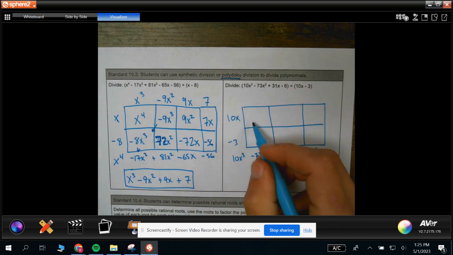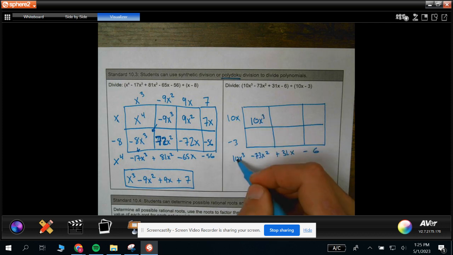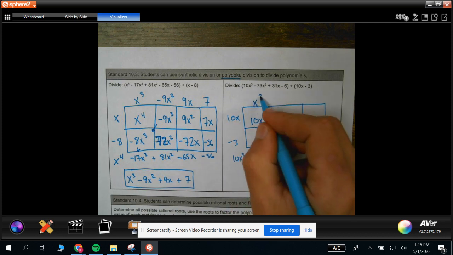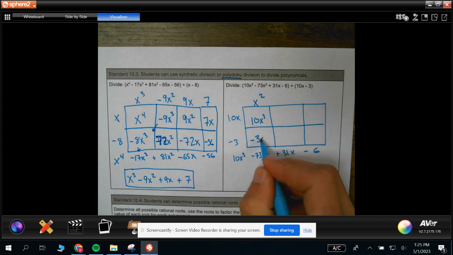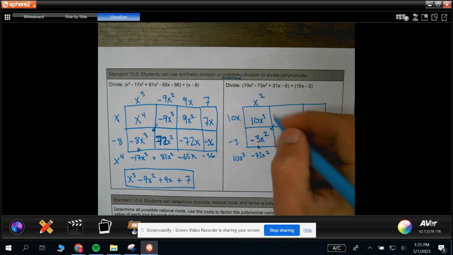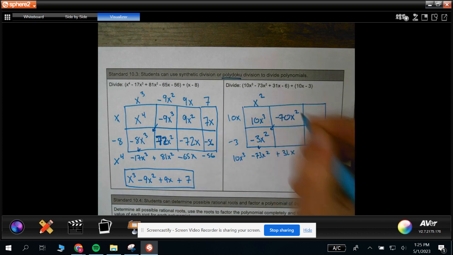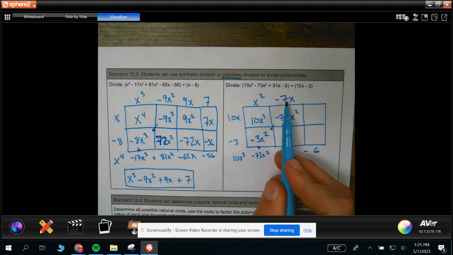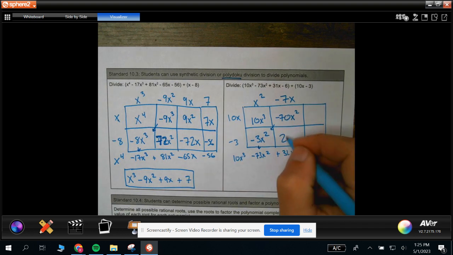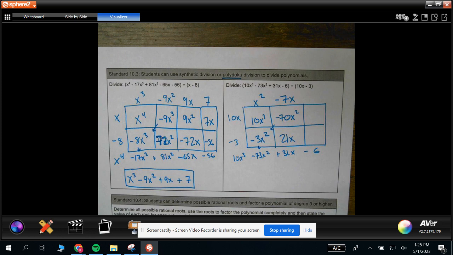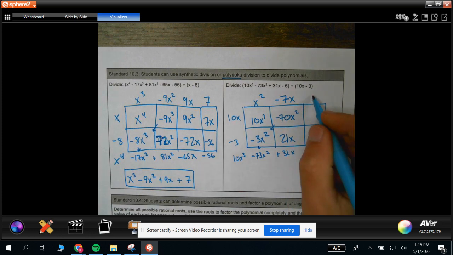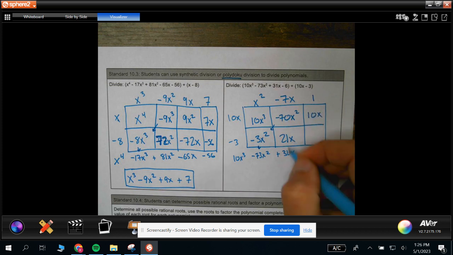10x. This needs to be 10x cubed. Needs to match the first term here. 10x times what makes 10x cubed? Is just x squared. So this becomes negative 3x squared. Again, I need these two to add together to be negative 73. So this needs to become a negative 70x squared, which means this is a negative 7x, because 10x times negative 7x becomes negative 70x squared. Negative 7x times negative 3 is 21x. I need this to be a 31x, so this needs to be a 1. 1 times 10x is 10x. Great, those two equal 31.